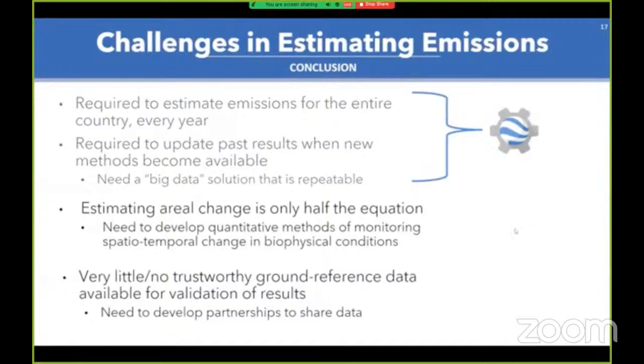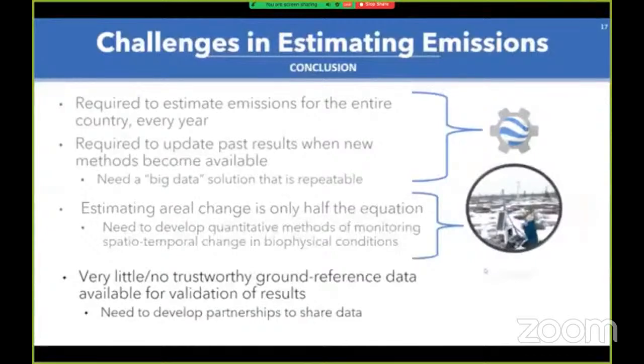I talked a lot about area change, but I wanted to highlight at the end that the area change is only half the equation. We still need to know what the emissions estimates are going to be in that area change. And in order to do that, we really need to get out and physically measure things. We can't do this with Google Earth Engine alone. We need data about, for example, peat cores or biomass growth or other biophysical conditions. So we need to actually get out there and start collecting data.